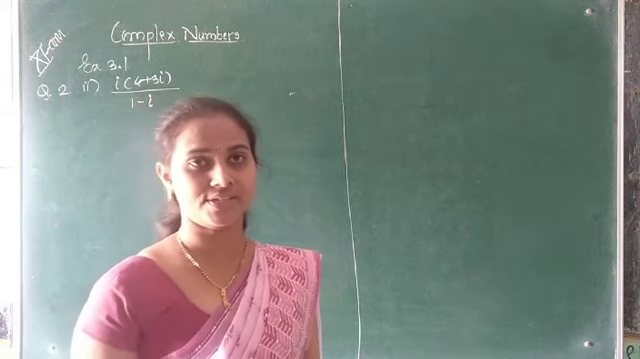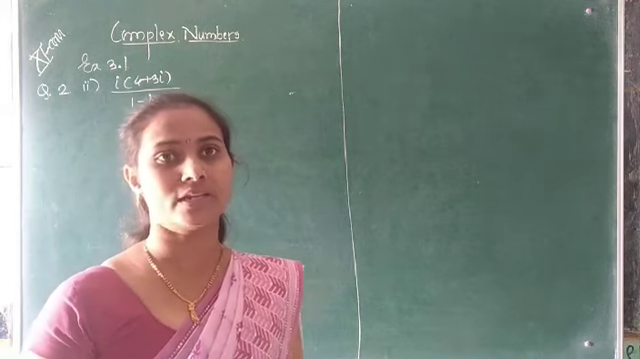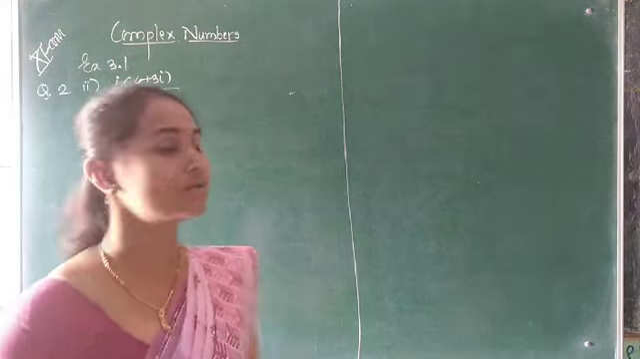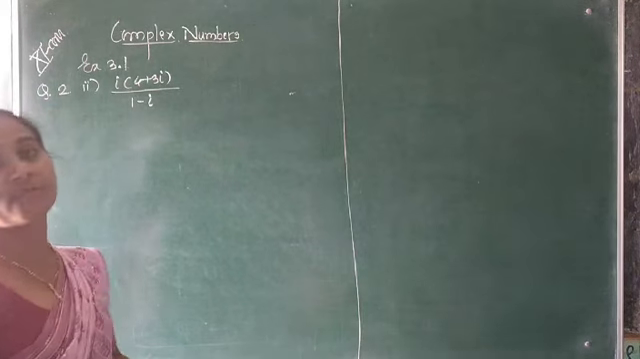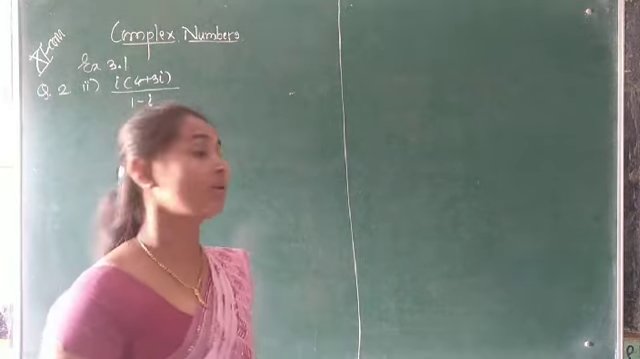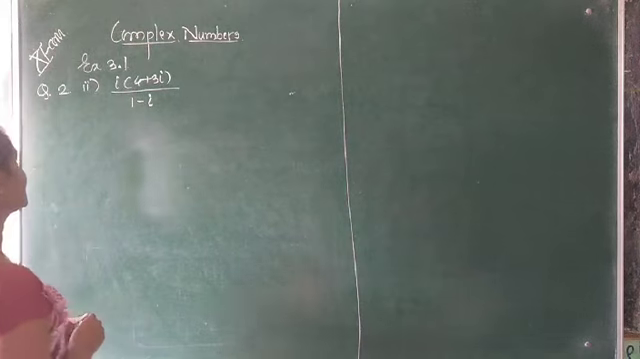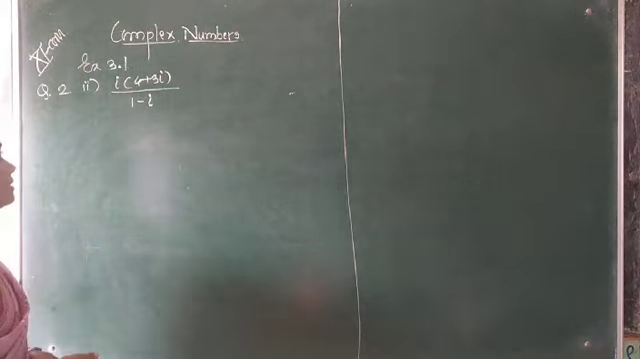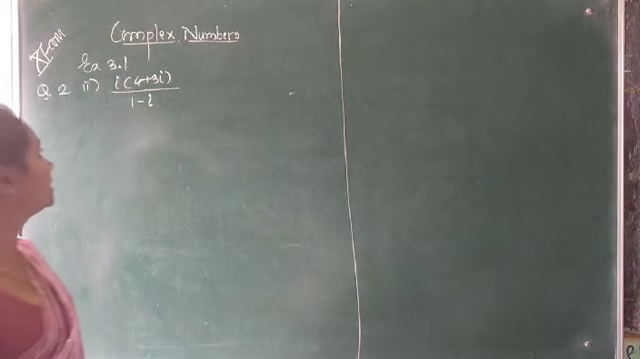In the last lecture we started to solve exercise 3.1 in complex numbers, and in that lecture we saw question number 1 and question number 2. The first question I left as an exercise, so I hope all of you solved question number 1. Now see the next question, the second question: i(4 + 3i) divided by 1 minus i.